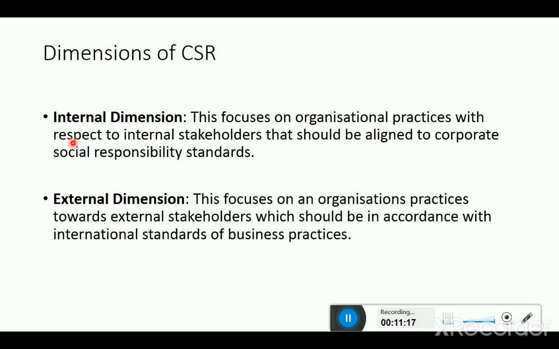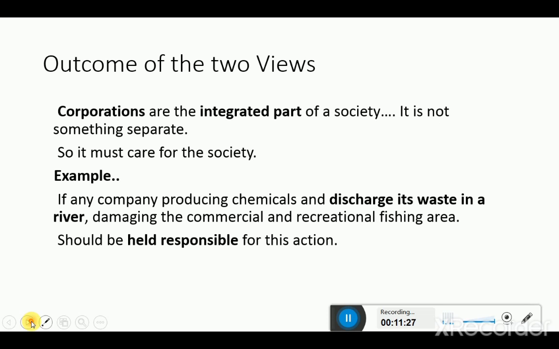That's what I already explained: the internal dimension is where the organization provides CSR to internal stakeholders, and the external dimension is where the organization provides CSR to external stakeholders. So already we have discussed two views. I explained the socio-economic model, and then the economic model, the narrow view and the broader view. Now what is basically the outcome of those views?